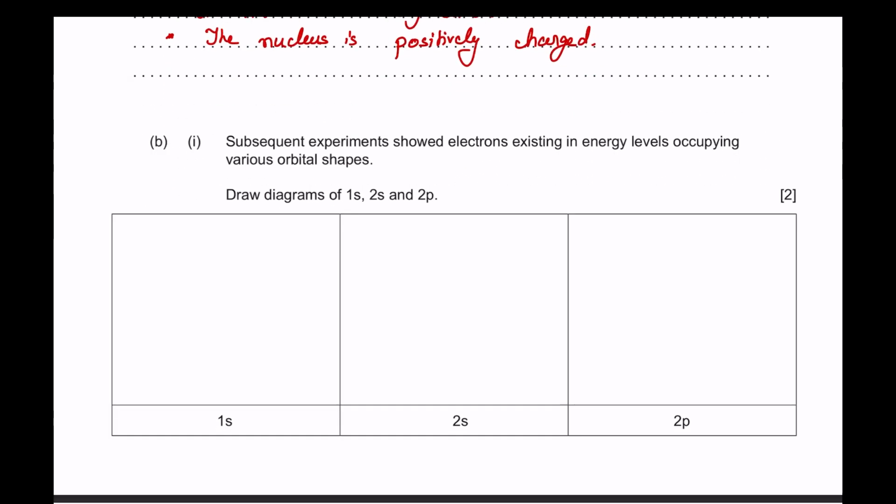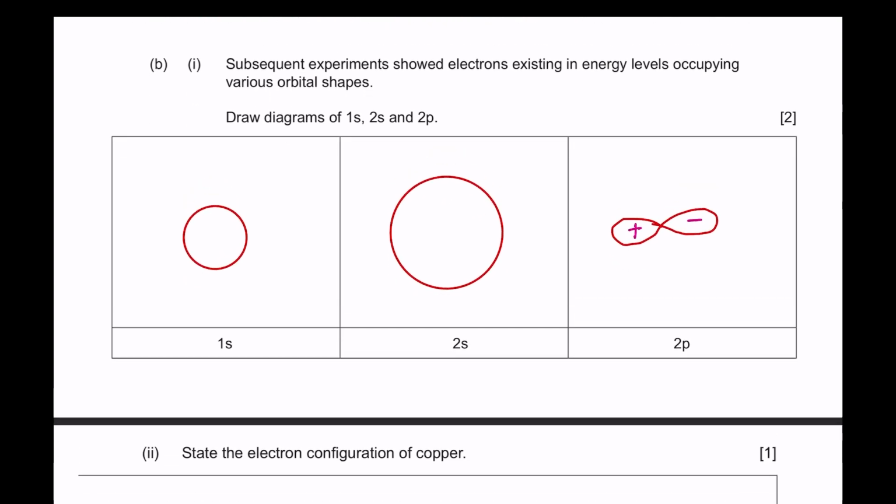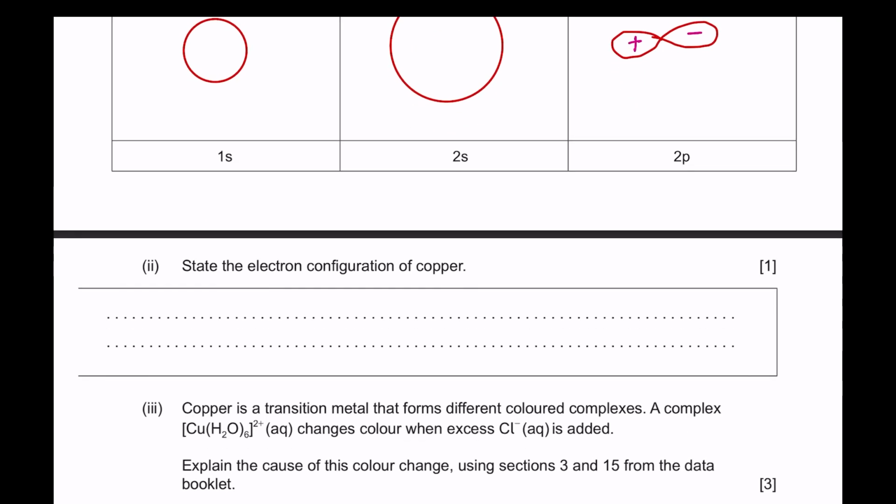We have to draw the diagrams of 1s, 2s and 2p. 1s and 2s are spheres. 1s would be a smaller sphere, 2s will be a larger sphere. So this is 1s. This would be 2s. And 2p is a dumbbell shape. P orbitals are dumbbell shaped. Draw it like this. This would be the positive lobe. This would be the negative lobe. Yeah, that's all here. Next, we have to state the electronic configuration of copper.